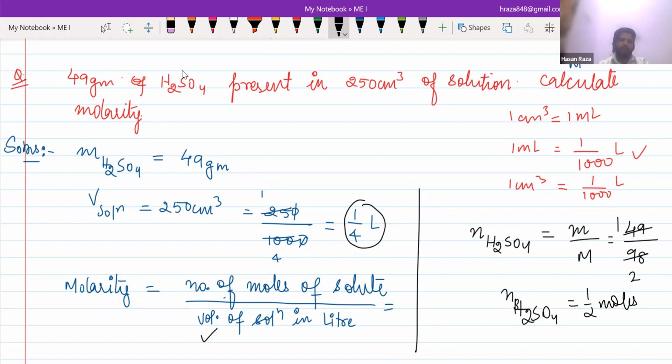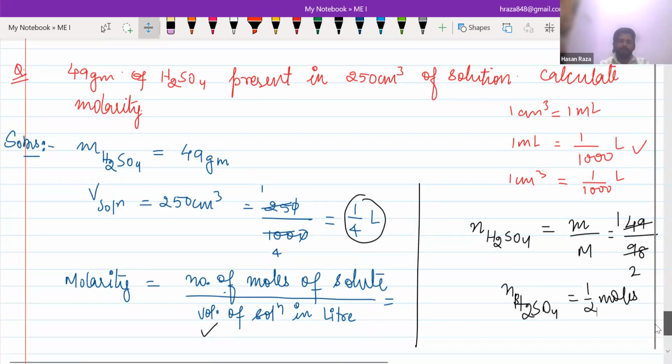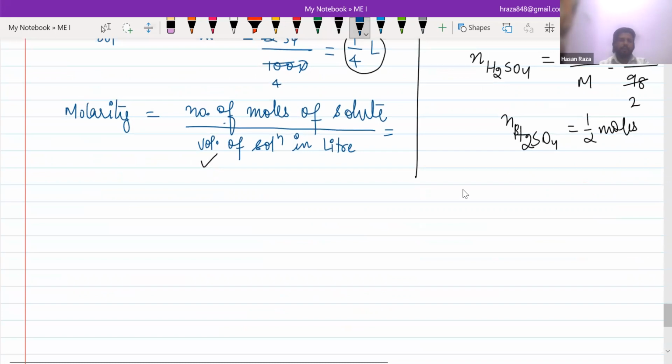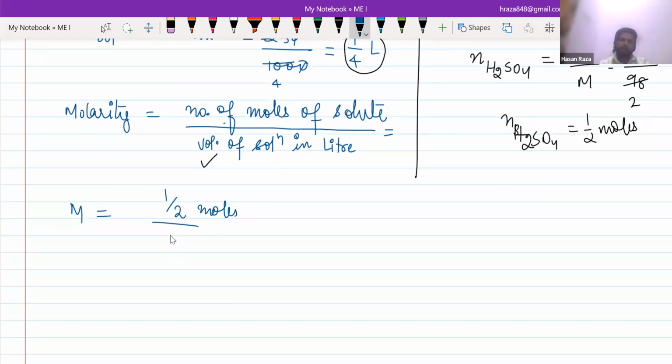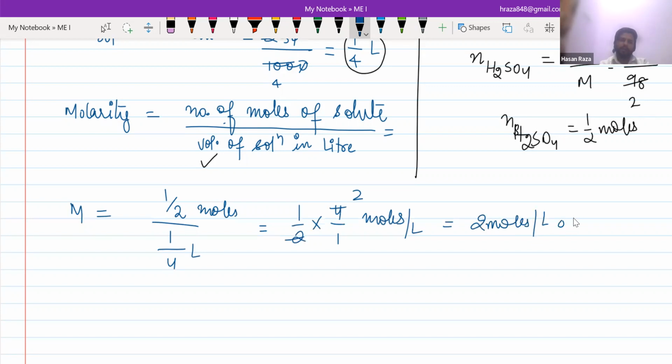Now I'm going to put the value. Molarity M is equal to number of moles of solute that we just calculated, 1 by 2 moles, and volume of solution we just calculated, 1 by 4 liter. And after solving it, you will be getting moles in numerator and liter in denominator. So you will be getting 2 moles per liter, or either we can write 2M.